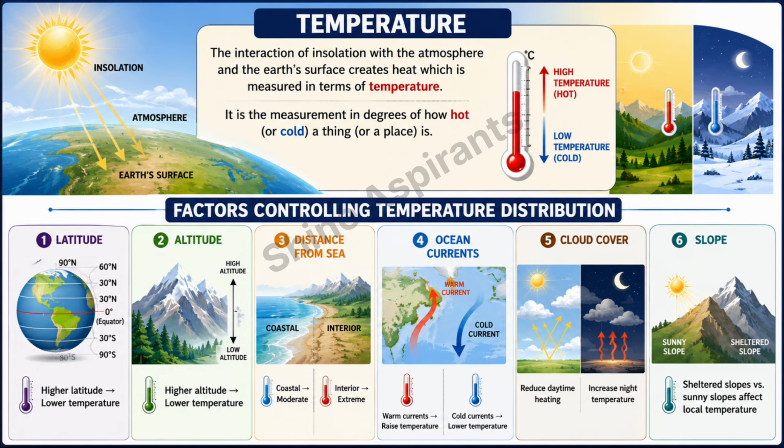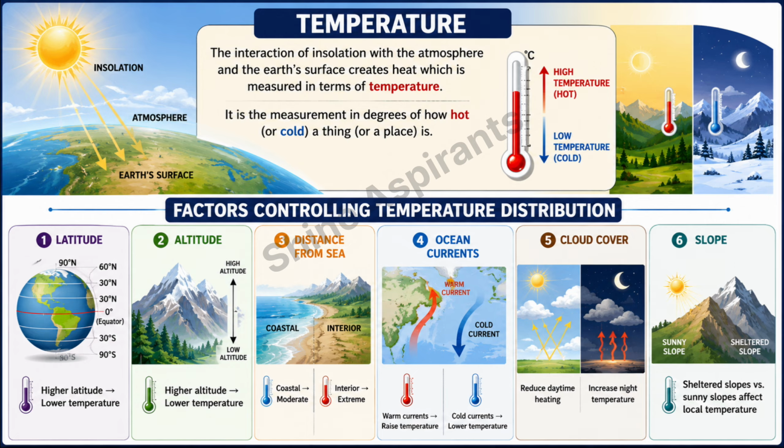Factors controlling temperature distribution. Latitude: higher latitude, lower temperature, less direct sunlight. Altitude: higher altitude, lower temperature, at 6.5 degrees Celsius per kilometer, the normal lapse rate. Distance from sea: coastal areas have moderate temperature, interior areas have extreme temperature, called continentality.